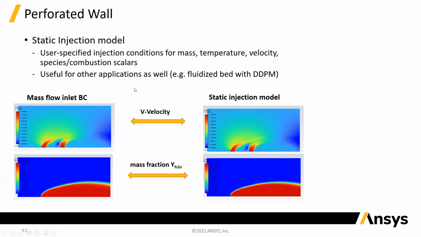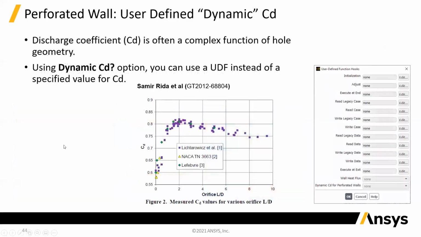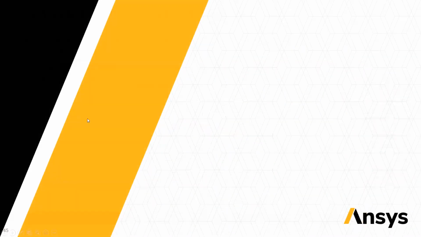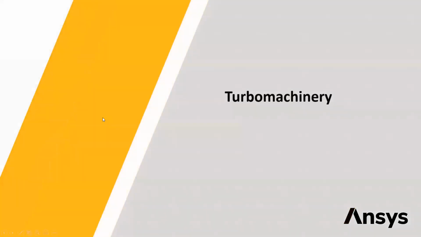This has been used a lot in combustors, but now it's also available for use in fluidized beds. And the effective discharge coefficient from these holes can actually now be changed as well. So you can use your own UDF as opposed to using one of the inbuilt correlations. Okay, that's it for combustion and reacting flow.